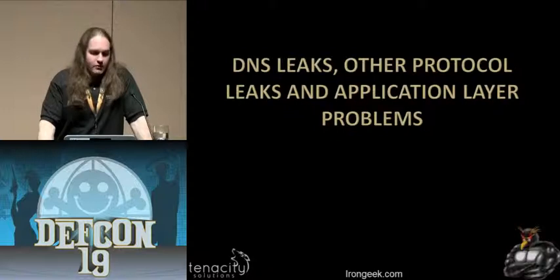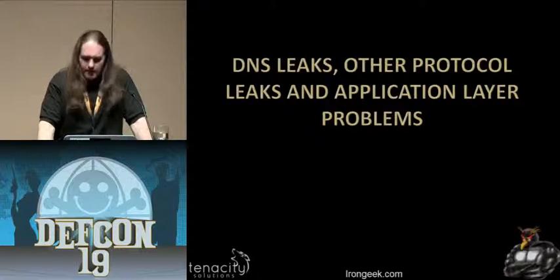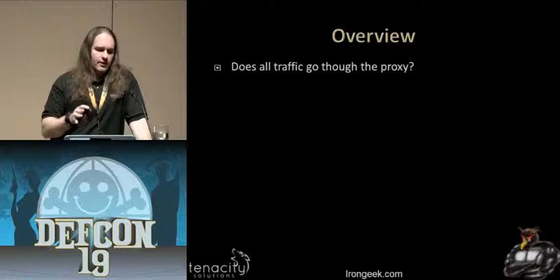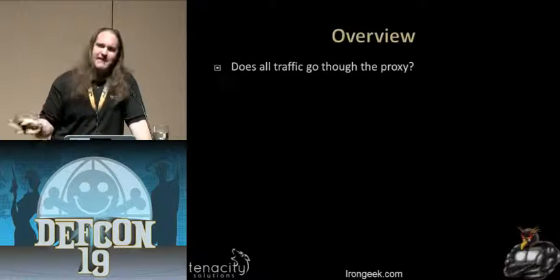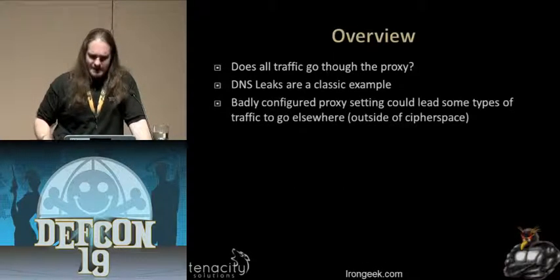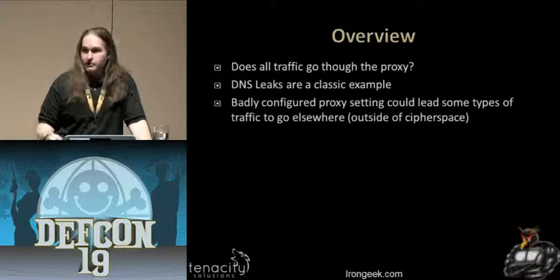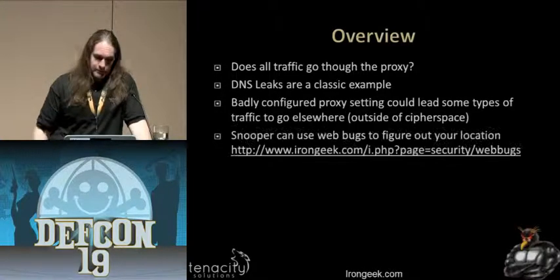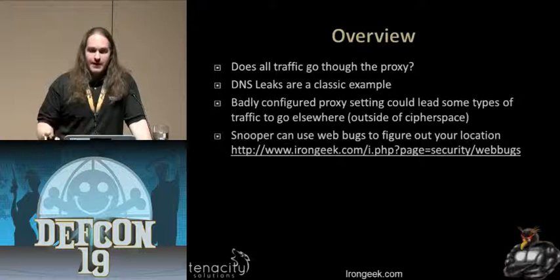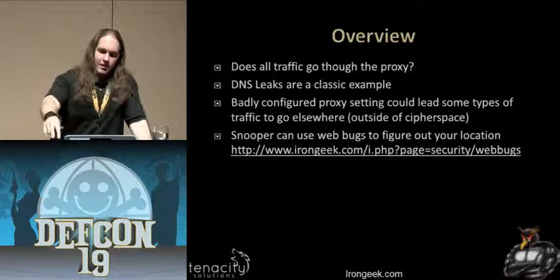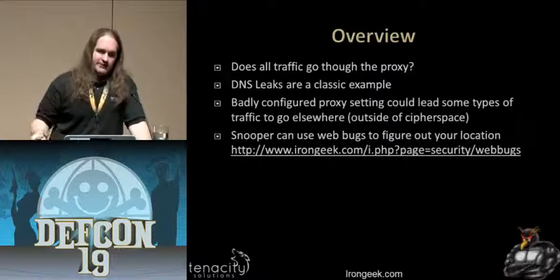The next kind of attack I'm going to talk about is DNS leaks and other protocol leaks at the application layer. Does all the traffic you're trying to send actually go through the proxy, or does some of it leak out in other ways? DNS leaks are a classic example, and badly configured proxy settings could also lead to some types of traffic going elsewhere, and I'll show some of those bad configurations shortly. A snooper can set up web bugs, and if the protocol that the web bug is accessed via isn't properly supported by the darknet, it's possible they can find the real IP address of someone visiting a site.